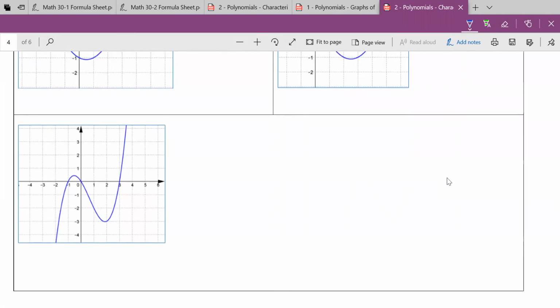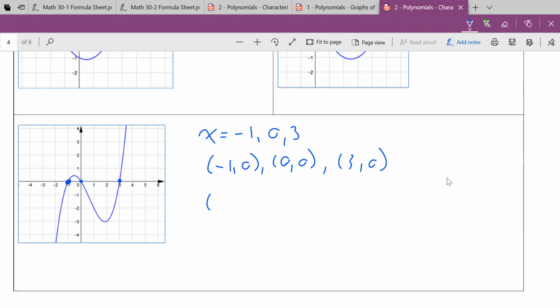Okay, here we go, grade 12. So here's my zeros. My zeros would be -1, 0, 3. My x-intercepts would be (-1, 0), (0, 0), and (3, 0). And so my factors would be x plus 1. When it's just (0, 0), you're just going to simply write that as x, and x minus 3.